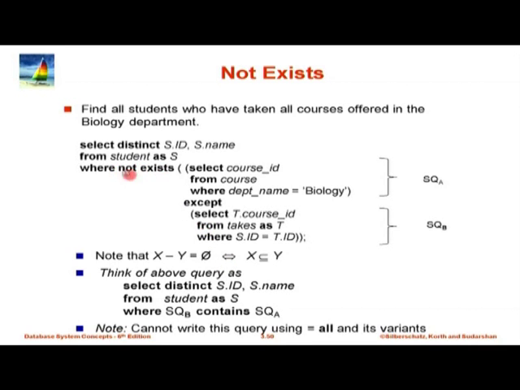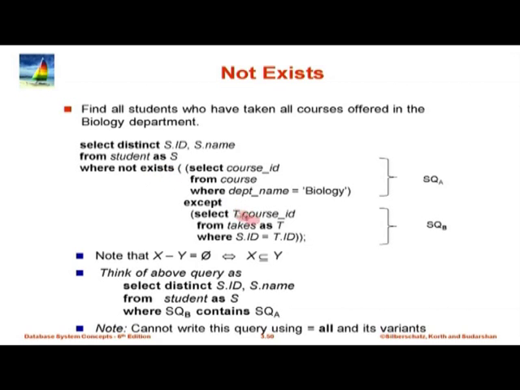So we have a two-level subquery. This says where not exists, select course ID from biology except this thing. What is SQA? All biology courses except the courses taken by the student. What is this result going to be? If this student took every single biology course, this result, SQA except SQB, is going to be empty. If the student missed even one biology course, that course will show up in SQA except SQB. And now we are checking not exists.